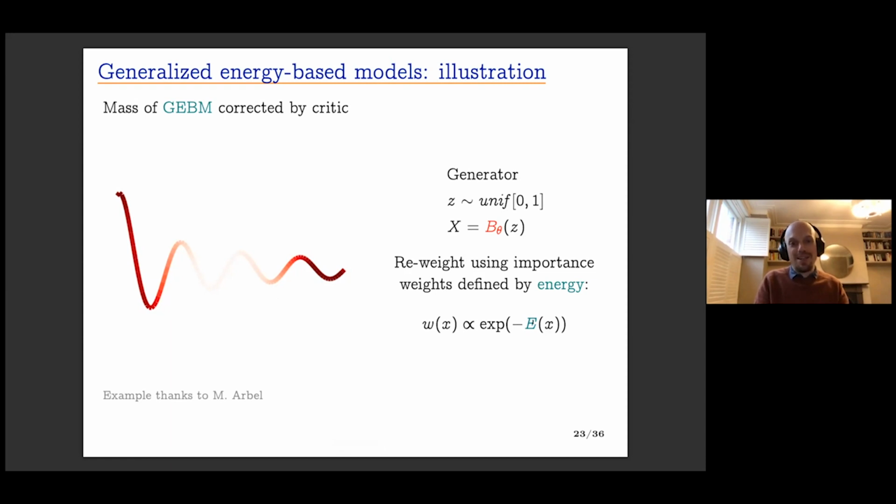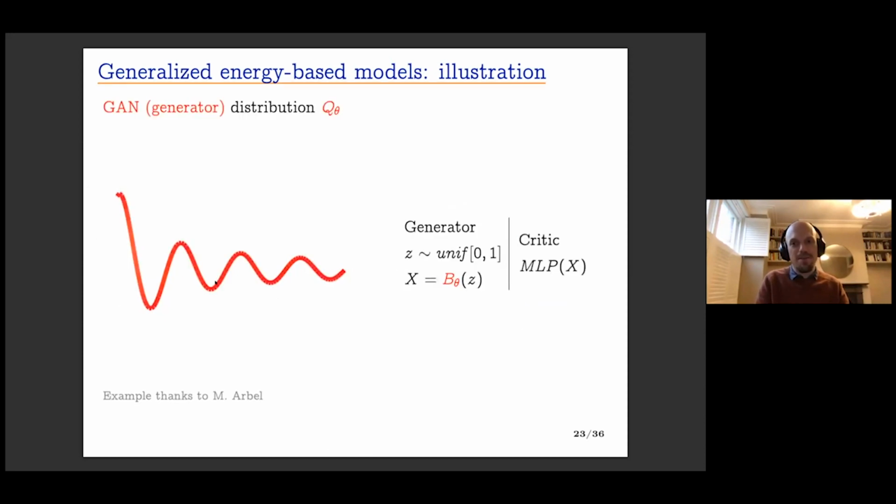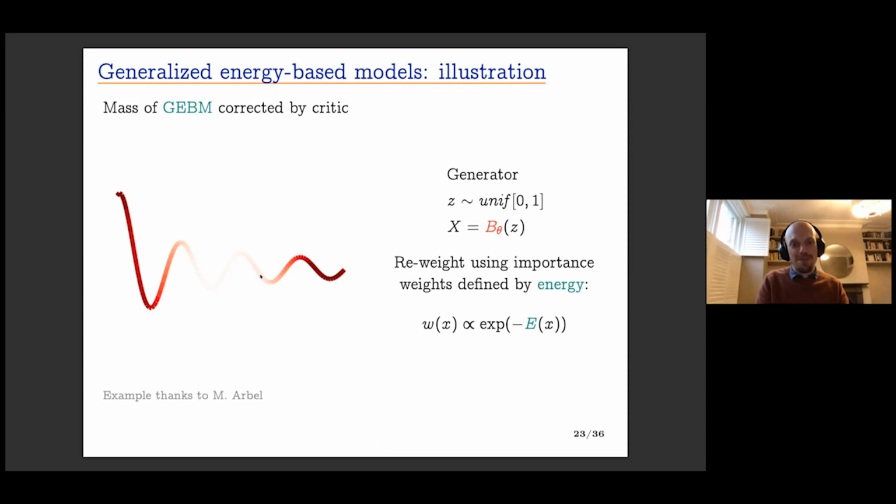The critic cannot tell me where to place mass, but what the critic can do, as we're going to see... the critic cannot tell me where to place support. Support is chosen by the generator. But what the critic can do is to improve the placement of mass on the support. That is what the critic is going to buy me.